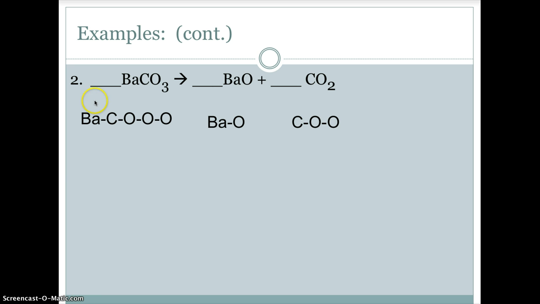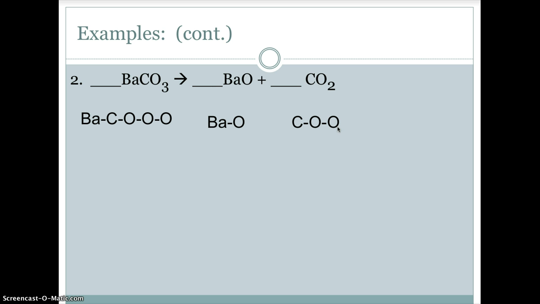So my next chemical reaction is barium carbonate yields barium oxide and carbon dioxide. So I have my quick, rough Lewis structures drawn. On my reactant side, I have 1 Ba. On my product side, I have 1 Ba. On my reactant side, I have 1 carbon. On my product side, I have 1 carbon. On my reactant side, I have 3 oxygens. On my product side, I have 1 plus 2 is 3 oxygens.